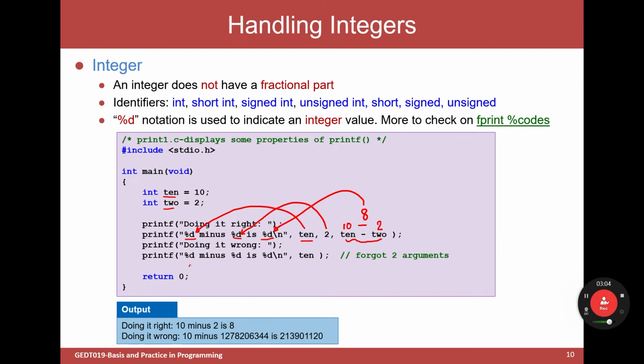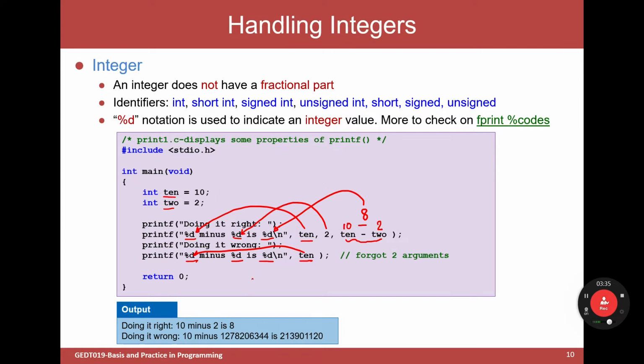Now let's go to the second thing here, doing it wrong. Here we have one argument, d, minus another argument is another argument. That means we need three arguments, but we only provide one. We forgot to provide two more arguments, so this is a problem. Why is it a problem? The first argument will go here. Now the other two arguments will get some value.